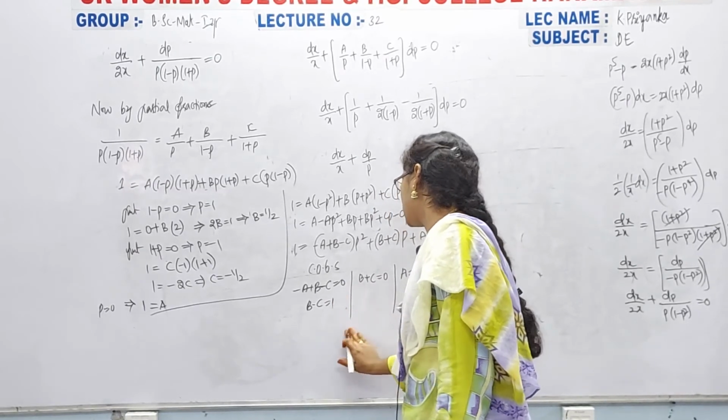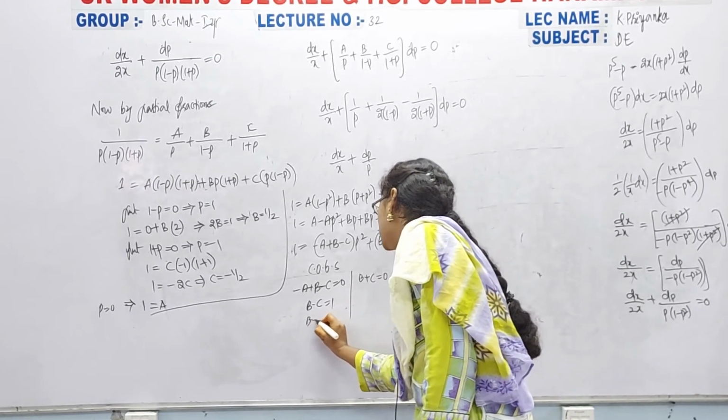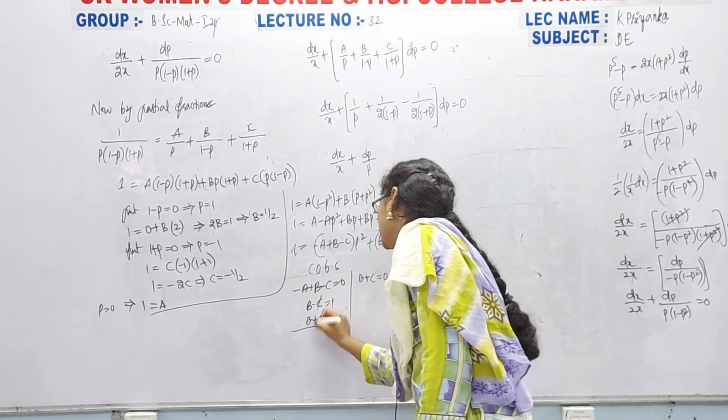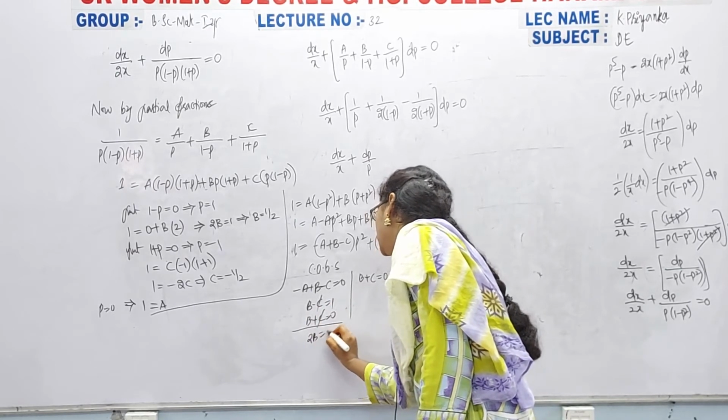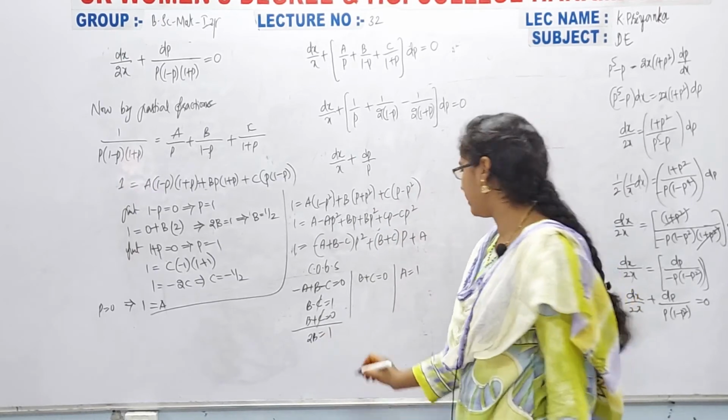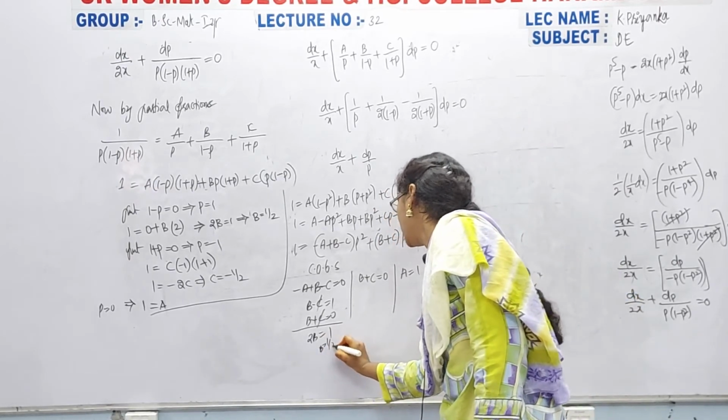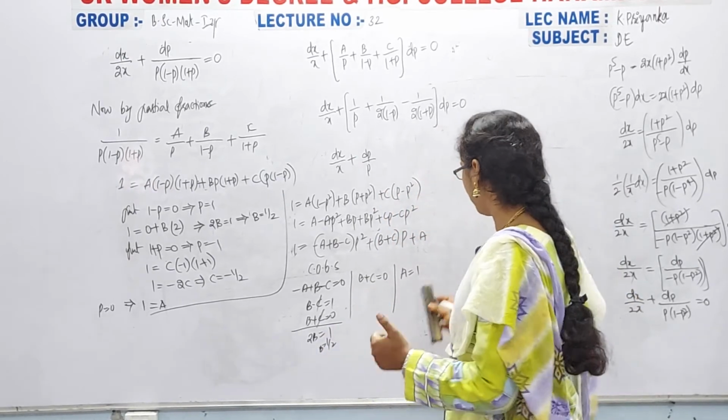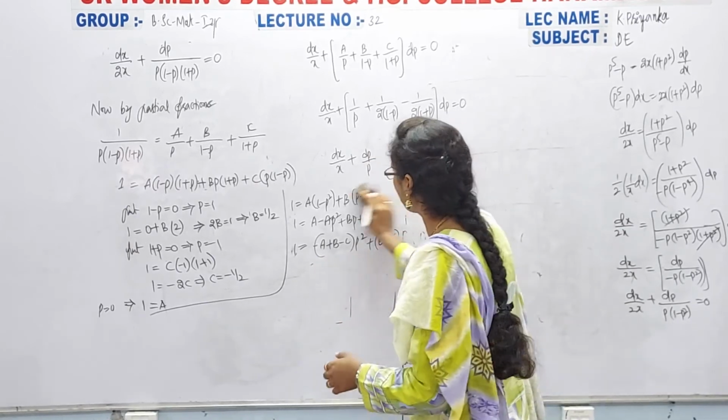By solving these two, what do we get? B plus C equal to 0. Now this one gets cancelled. 2B equal to 1, so B is equal to 1 by 2. Now C equal to 1 by 2, done. So all the values are correct.